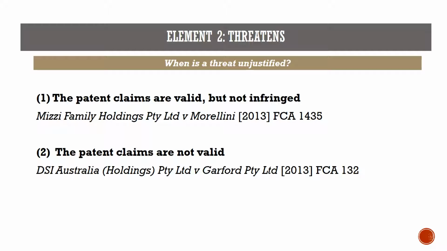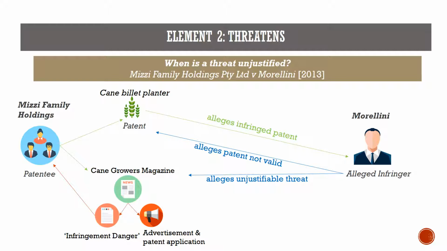The second question then becomes, of this element, when is a threat unjustified? So we'll explore this by looking at two cases, Mizzy and then DSI. In the case of Mizzy, Mizzy was the owner of a patent for a cane billet planter, a planting apparatus for sugarcane. Mizzy initiated proceedings against Morellini for infringement of the patent.